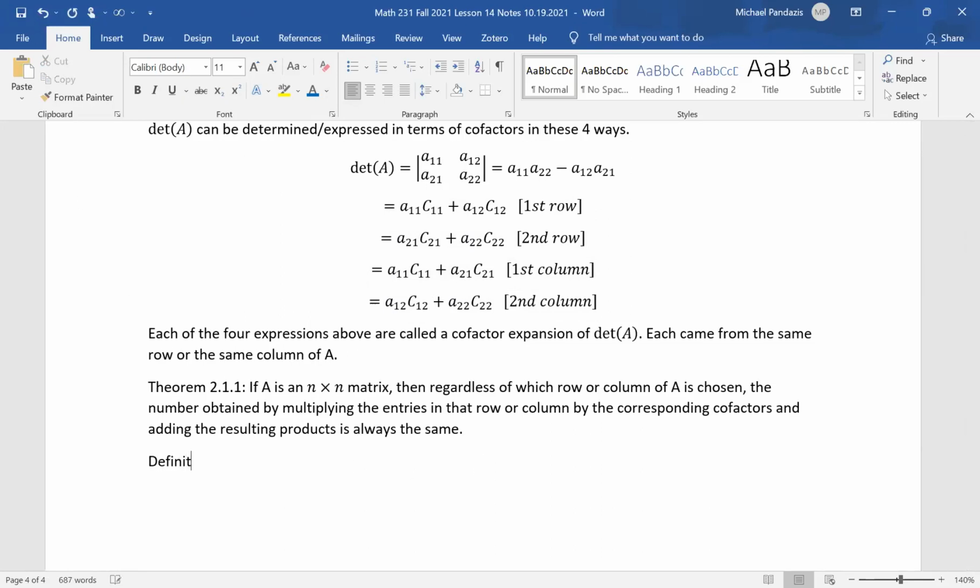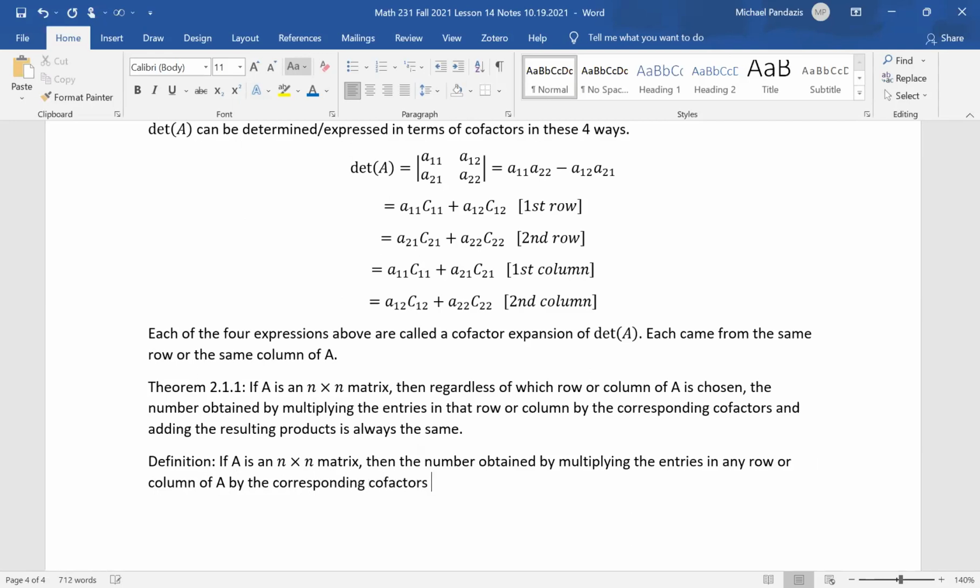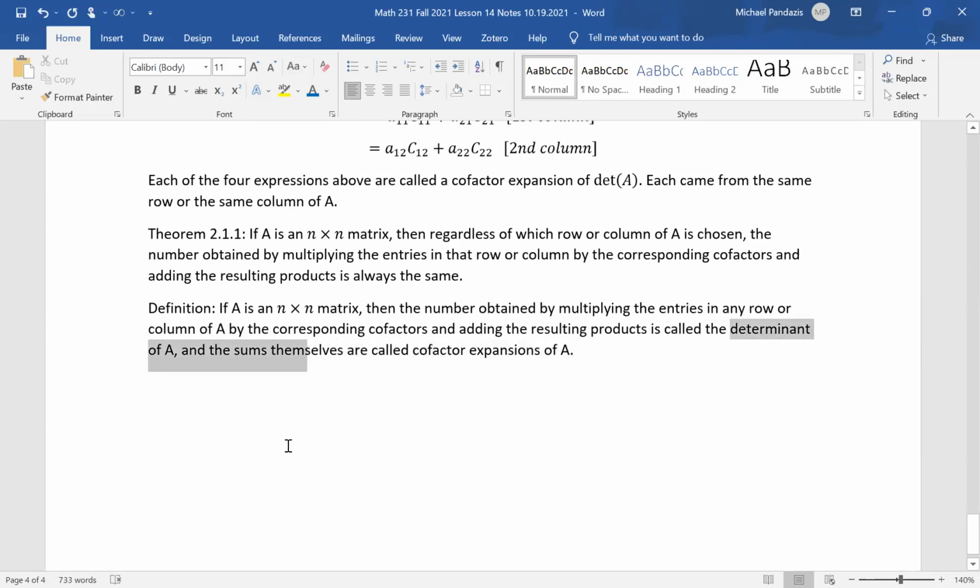Okay, so definition. If capital A is an n by n matrix, a square matrix, we only care about n by n matrices here, then the number obtained by multiplying the entries in any row or column of A by the corresponding cofactors and adding the resulting products is called the determinant of A. And the sums themselves are called cofactor expansions of A. So this defines the determinant of a matrix A and the cofactor expansion of the matrix A.